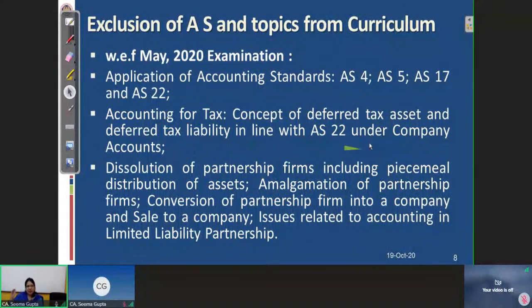But this was the first examination of the changed syllabus which could not be held. So now with effect from November 20 examination, the change has been made applicable. So you are not required to study the same. This is exclusion, so there is no need to worry. There is no increase in syllabus, but there is only a reduction.